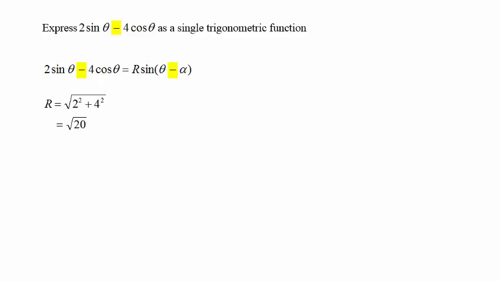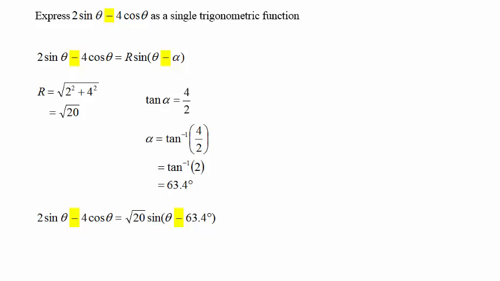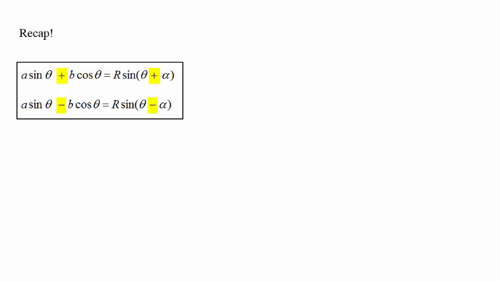The r will still be using the square root of a squared plus b squared, which will be the square root of 2 squared plus 4 squared, which will give the value of square root 20. Tangent alpha will still be b over a, which will be the value 4 over 2. Alpha will therefore be tangent inverse 4 over 2, which will be tangent inverse 2, which will give you the value of 63.4 degrees to 3 significant figures again. 2 sine theta minus 4 cosine theta can now be expressed in the form square root 20 sine theta minus 63.4 degrees, which is a single trigonometric function that the question wants you to express it as.